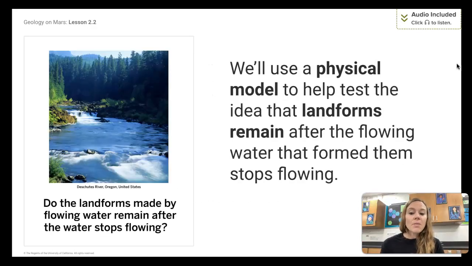So we'll use a physical model, so that's something that we're actually going to do hands-on, we're going to touch, to test these ideas that landforms remain after flowing water stops flowing. So when the water stops flowing, do we still have landforms? Do we still see mountains? Do we see rivers? Do we see channels? What do we see after the water stops flowing?